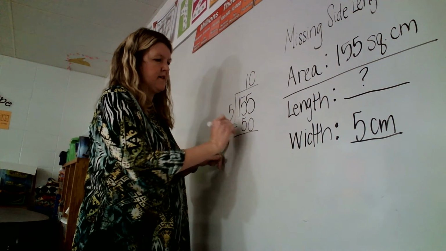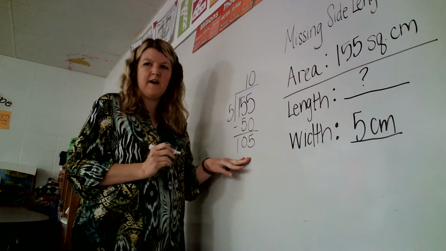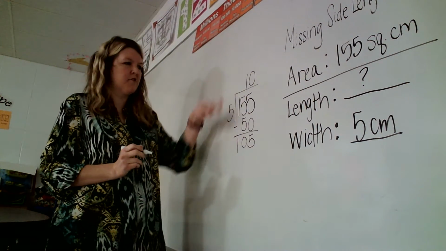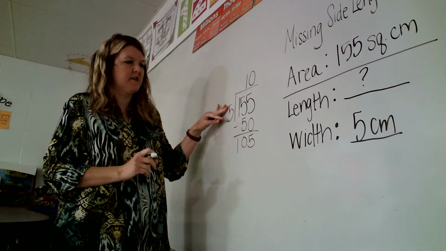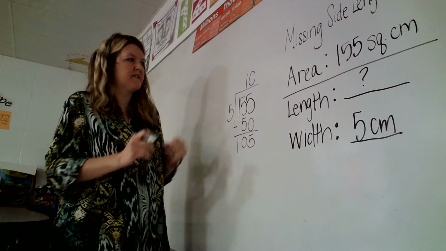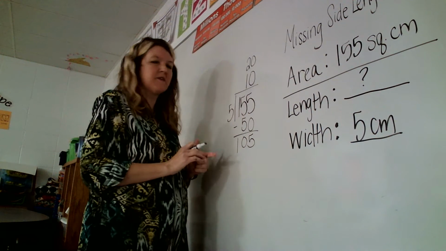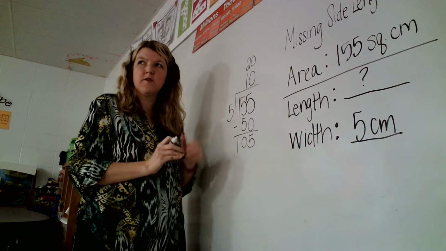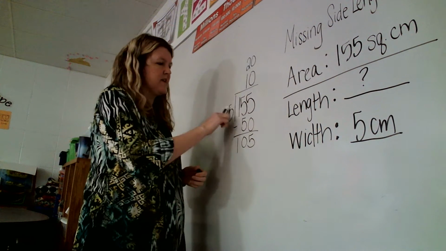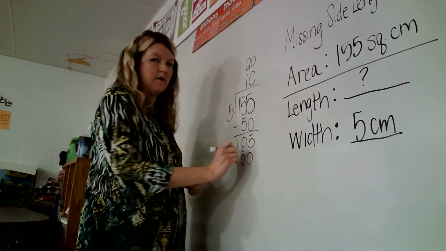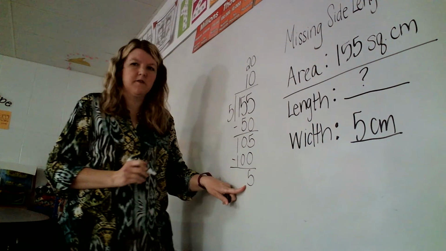So then I subtract, and I still have 105. Now I could do another group of 10, but I know that 20 times 5 is 100. So I'm going to double the 10 and do 20, so I'll have fewer groups to make. But if you don't recognize that, it is okay to go ahead and do another group of 10. So 20 times 5 would be 100. Then I subtract. Now I've got 5 left over.